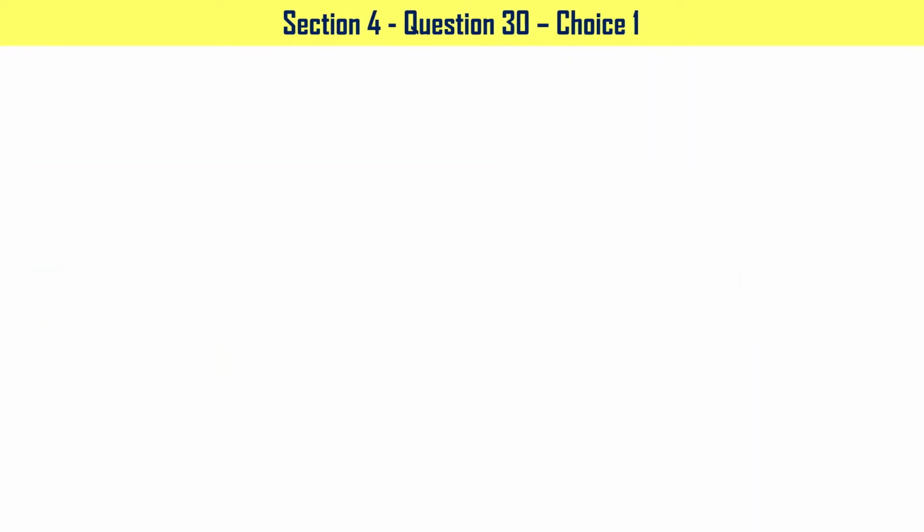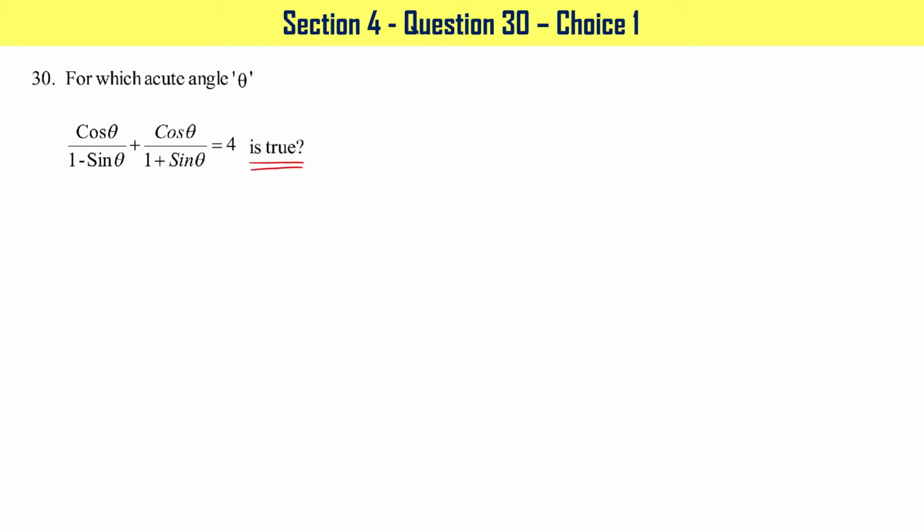Now let's go to the next question, that is question number 30, choice 1. For which acute angle theta, cos theta by (1 minus sin theta) plus cos theta by (1 plus sin theta) is equal to 4 is true. We have to find the acute angle theta, right? Now let's consider LHS, that is cos theta divided by (1 minus sin theta) plus cos theta divided by (1 plus sin theta).